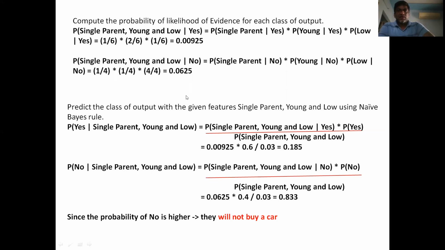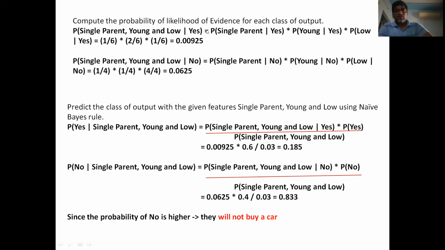So once the first two steps are completed, the next thing is we need to calculate the probability of likelihood of evidence for each class of output. There are two classes of outputs given in our problem, as we know. It is yes or no. So for each class of output, yes or no, we need to calculate the probability of likelihood of evidence for the given set of features, that is single parent, young, and low. So first we'll start with the probability of single parent, young, and low given yes, given yes categorical output.